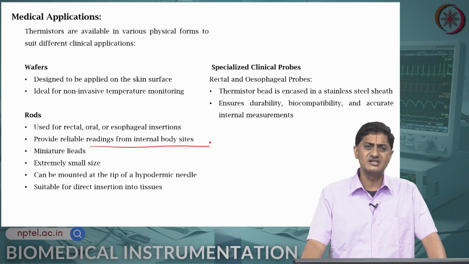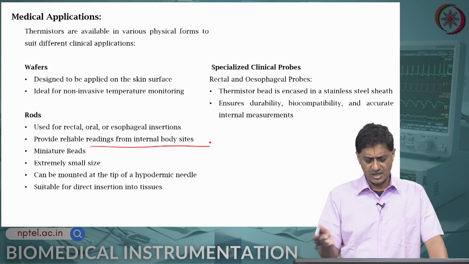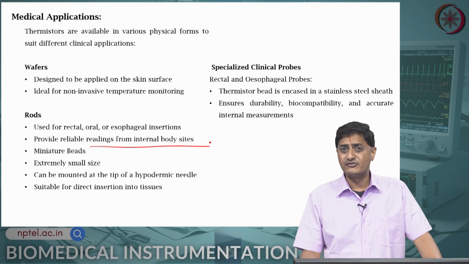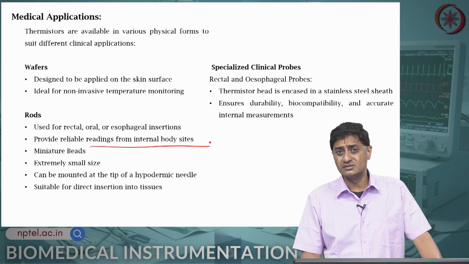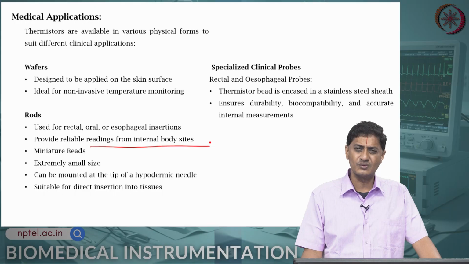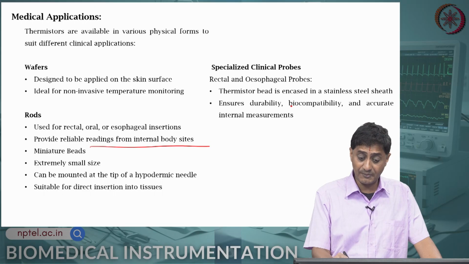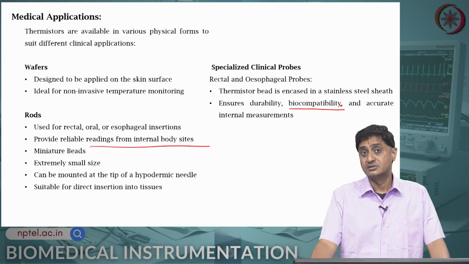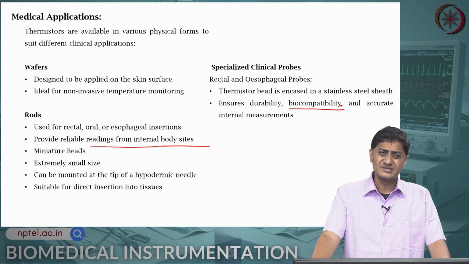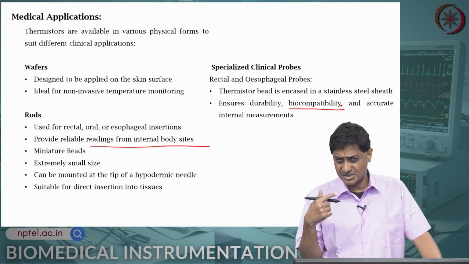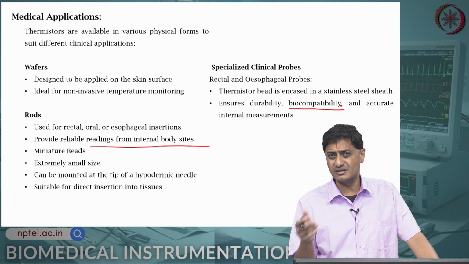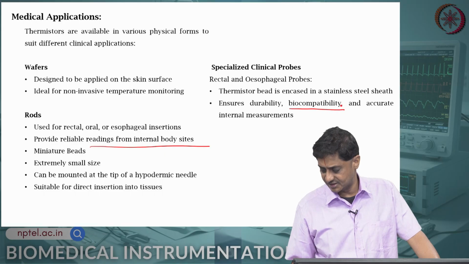They can be extremely small and can be mounted on a hypodermic needle for direct insertion into tissues. If you are inserting it into the body, for example rectal or esophageal probes, these are usually encased in a stainless steel sheath. Why? Because we have to ensure biocompatibility, otherwise there will be biofouling, and problems by which the measuring system will affect the body or the body will affect the measuring system, both of these, and the accurate internal measurements. Stainless steel also provides durability.